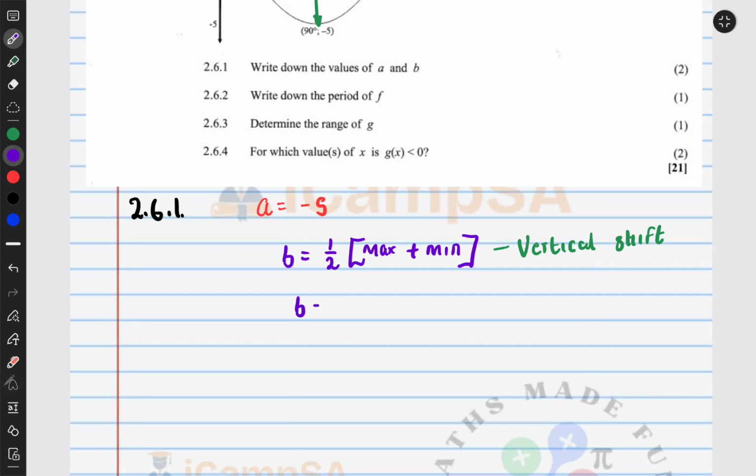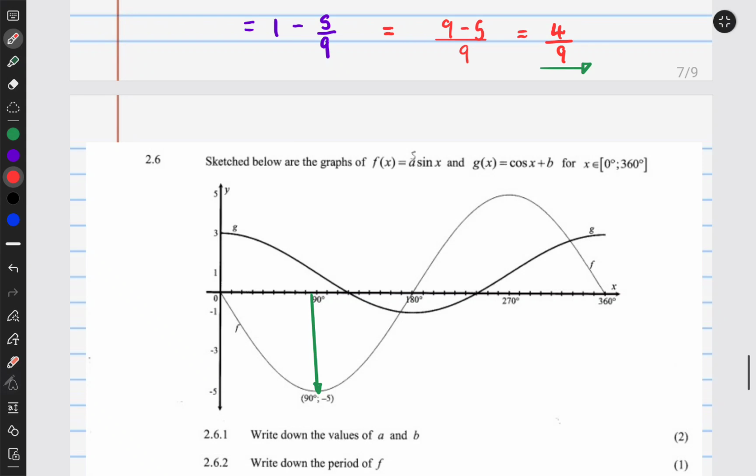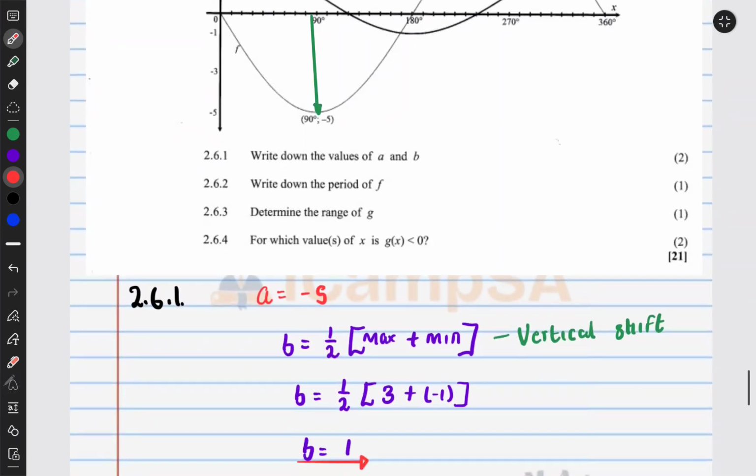So this one is going to be b equals 1 over 2 into 3 plus minus 1. Therefore b is what? 3 minus 1 is 2. 2 divided by 2 is 1. And we can see by the baseline that it is somewhere along the point 1.